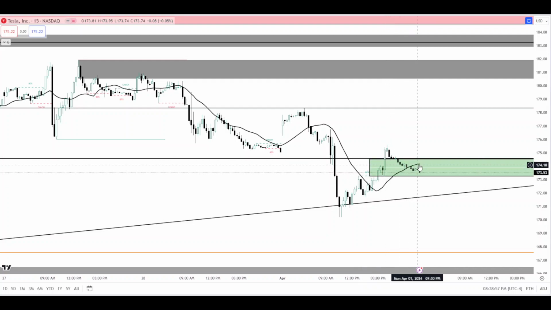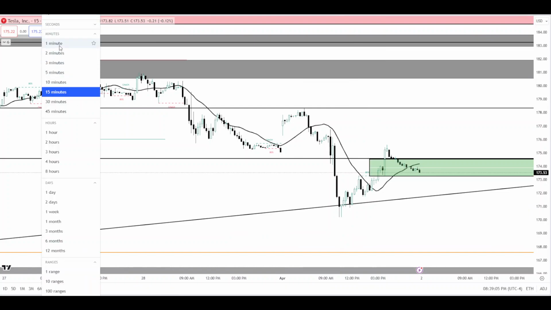Certainly. We got the 20 period on the 15 moving up but flattening out. Okay, if that rolls over, that's going to drive price back down, and we're going to test the lows of today. Last thing I want to show you guys is the 1 minute chart.